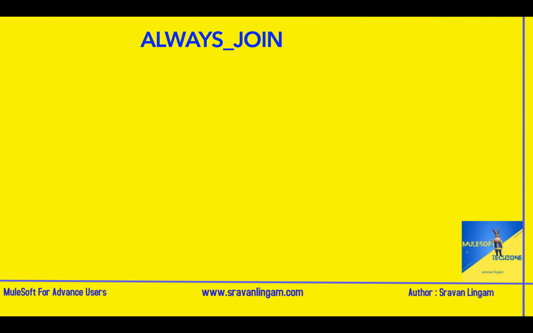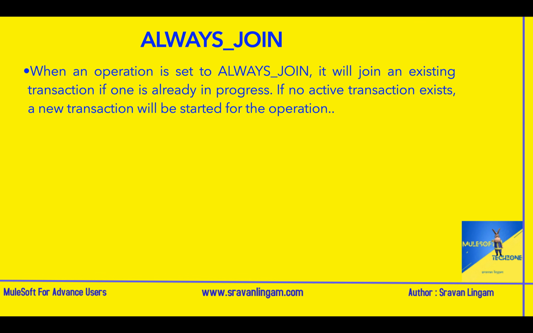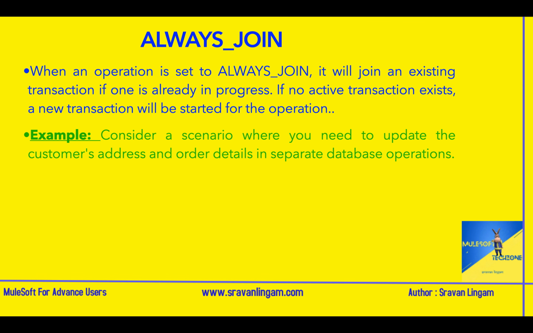And second is always join. When an operation is set to always join, it will join an existing transaction if one is already in progress. If there are no active transactions, it will create a new transaction. The name itself says always join: if there is already an existing transaction, it will join that particular transaction. If no transaction exists, then a new transaction will be created. Example, consider a scenario where you have to update the customer's address and order details in separate database operations.